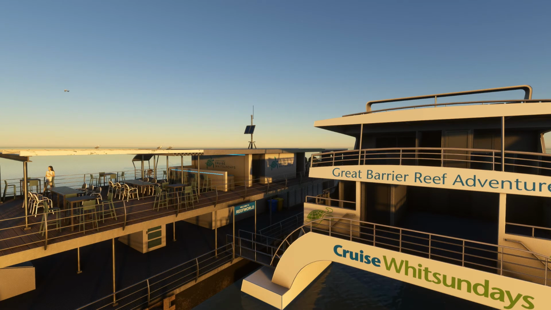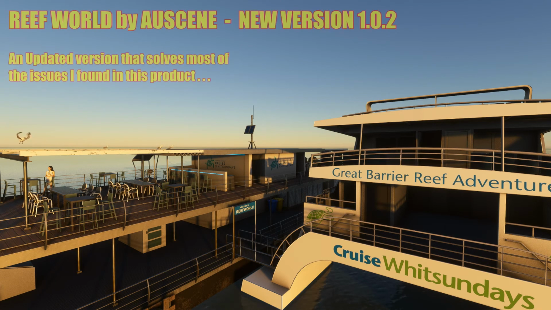So this is Lee. We've been looking again at the latest version of the Reef World scenery by Oz Scene, and it's really brilliant. I'm very pleased with it. Can thoroughly recommend it now.